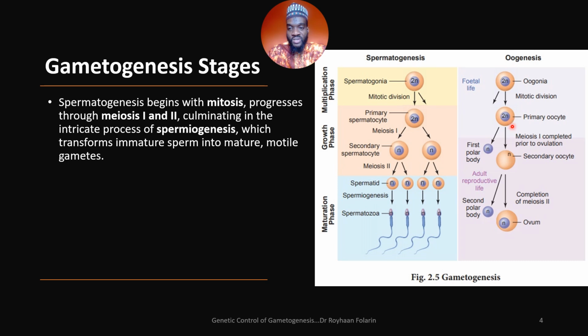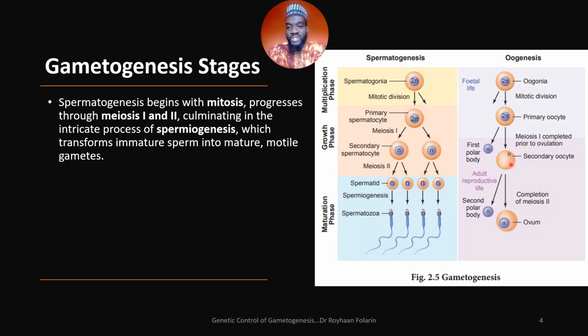Then the primary oocyte undergoes the first meiotic division. This meiosis 1 is completed prior to ovulation. So the primary oocyte is formed during fetal life, right? While it's in the adult life... So these are the two main segments of oogenesis. You have the fetal life, and then you have the adult reproductive life. So it's during the adult reproductive life that you have meiosis 1 getting completed.